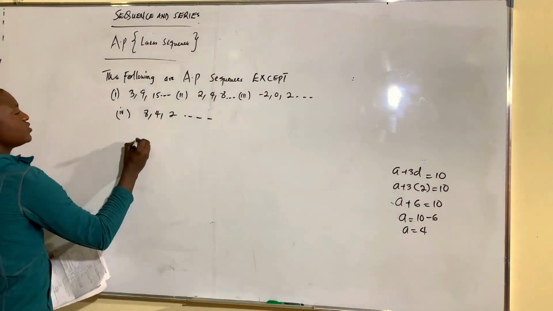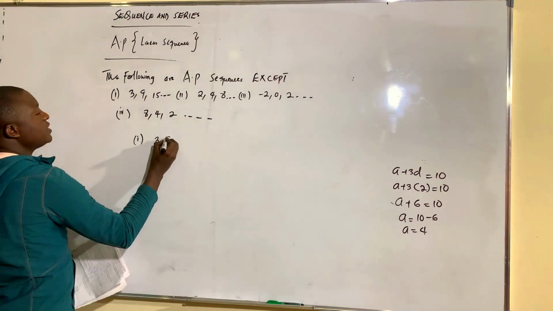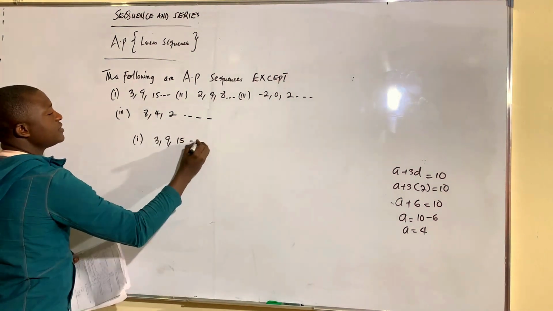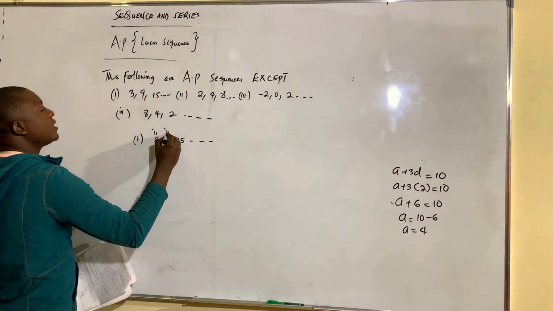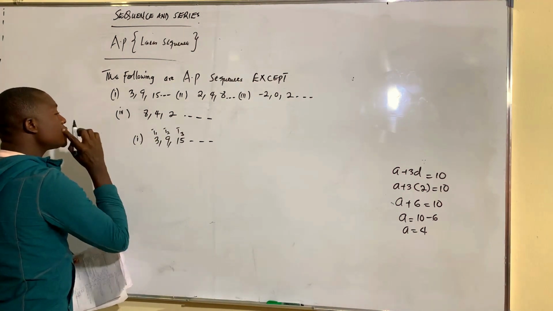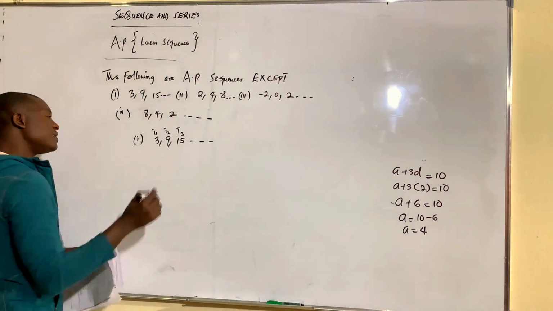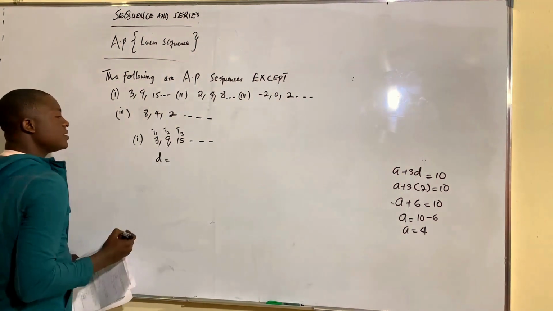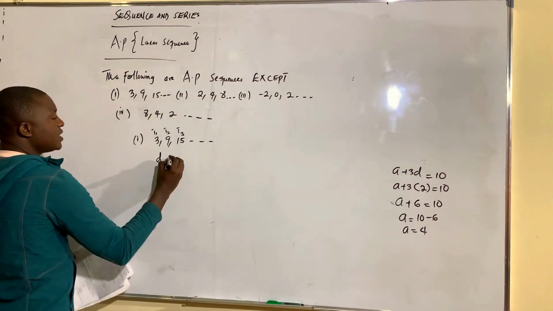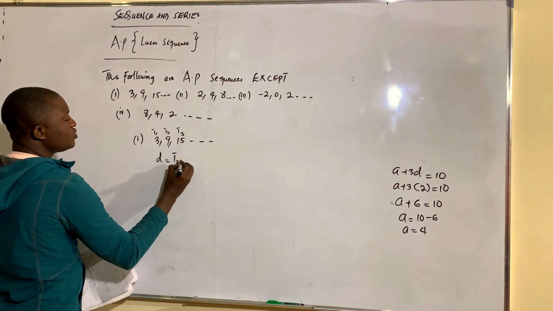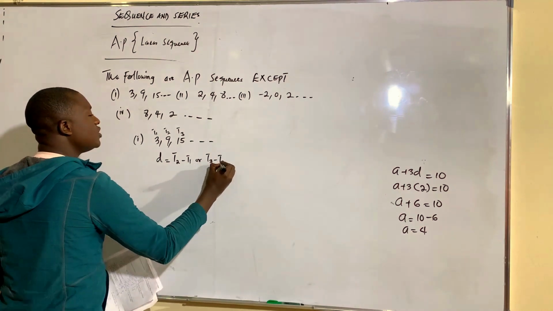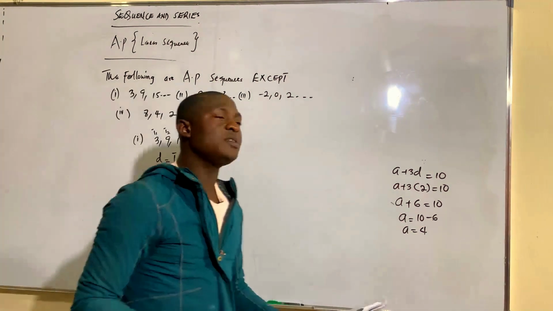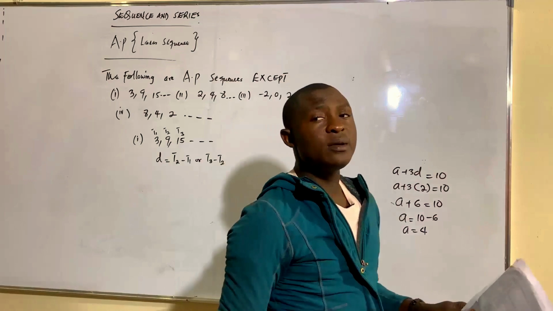Now, if I take the first one, for example, I have 3, 9, and 15. Normally we know this is our first term, this is our second term, and this is our third term. So I will find them using the common difference. So what is the common difference? The one we used earlier. Exactly, d is equal to t2 minus t1, or we can have t3 minus t2. I told you, if it is an AP, the terms must have the same difference.